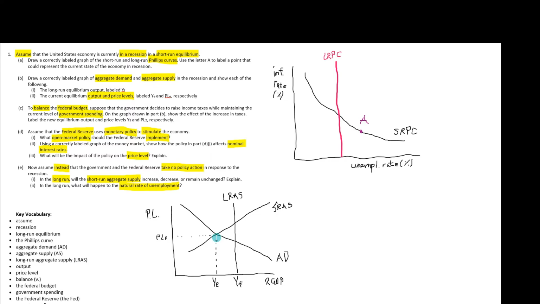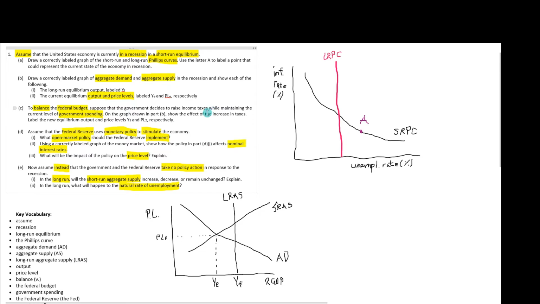So the next part of the question tells us, once we've done all this labeling here, which you get a couple of marks for, the government is going to try to balance the federal budget. Okay, balance means to make them equal, revenue and spending. So they're going to raise income taxes.